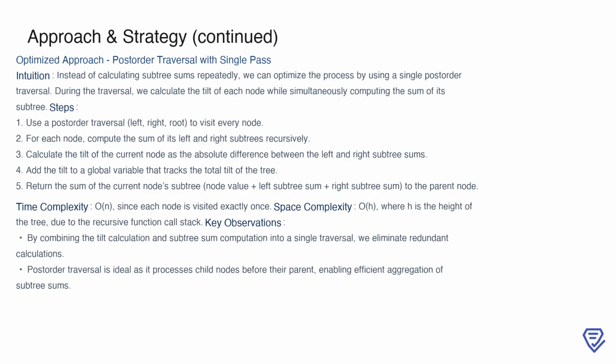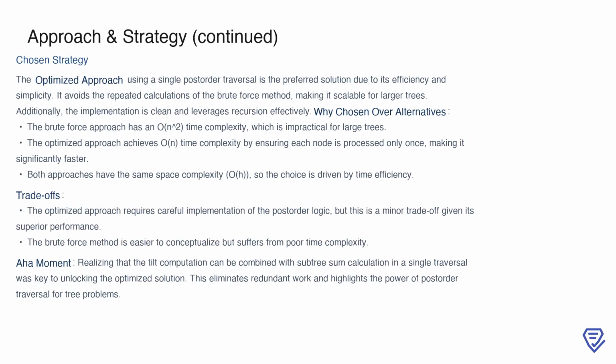What makes this approach particularly effective is that it eliminates redundant calculations entirely by combining tilt computation and subtree sum aggregation within the same traversal. Post-order traversal is especially suited for this task as it ensures that we process child nodes before their parent, making it possible to aggregate results efficiently. Given the options, the optimized approach using a single post-order traversal is the clear choice due to its efficiency and simplicity. By avoiding the repeated calculations inherent in the brute force method, this strategy scales well even for large trees.